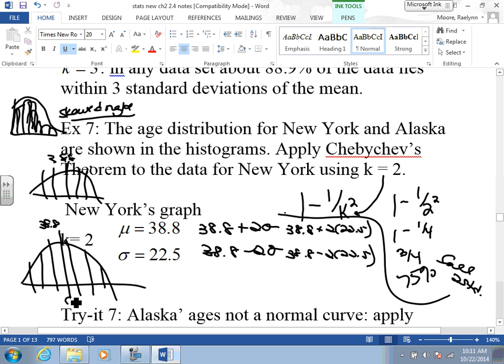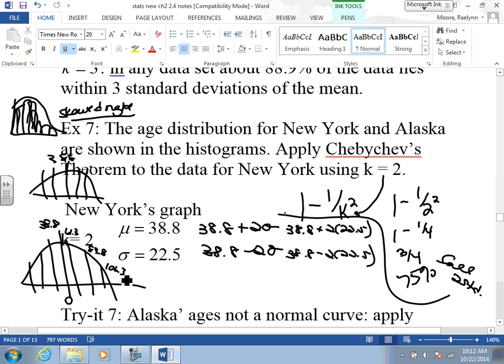You have to try to pretend it's a normal curve. What did we do before? We took 38.8 and we added 22.5, your standard deviation. This became 61.3. Then we did it again. This became 83.8. Then we did it again. This is 106.3.